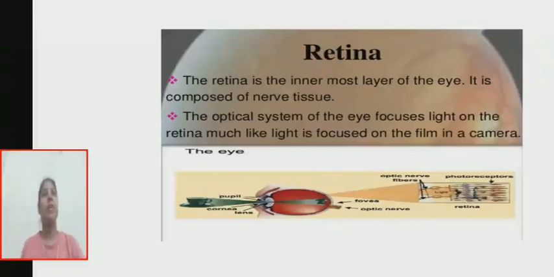Now, the retina. The retina is the innermost layer of the eye. It is composed of nervous tissue. The optical system of the eye focuses light on the retina, much like light is focused on the film in a camera. Now we see the light comes from infinity, and the image forms on the retina, where the photoreceptor cells act like the film of a camera.